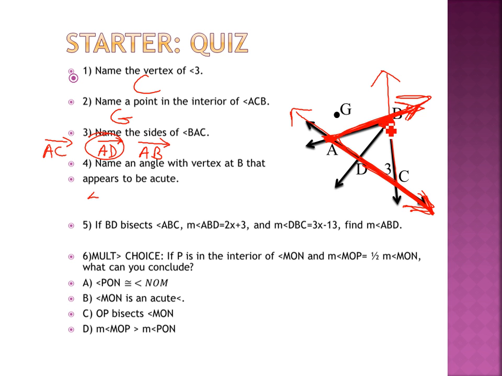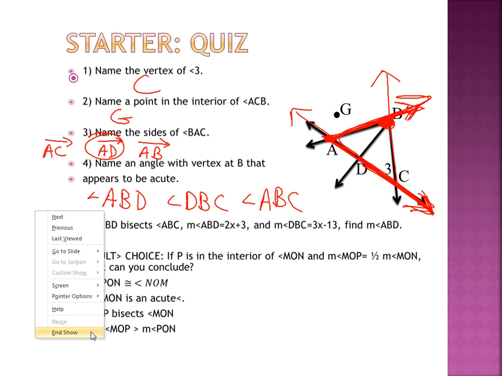ABD. I heard ABD. Give me another one. DBC. Somebody tell me if we're getting any wrong here. I think there's one more, isn't there? ABC. Now, a lot of you might not have ABC. You thought, well, I don't know if that's an acute angle or not.